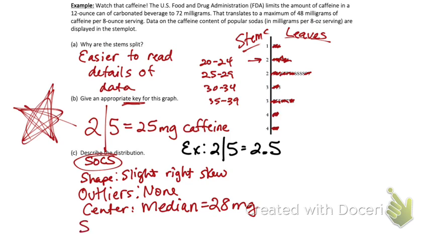Nice. Spread. Again, I want to make sure that I notate the low to the high. What did you say the lowest number was? 15 milligrams. What's the highest number? 47 milligrams. Boom! Spread. SOCS, done. What does SOCS stand for? Shape, outliers, center, spread. Let's go!